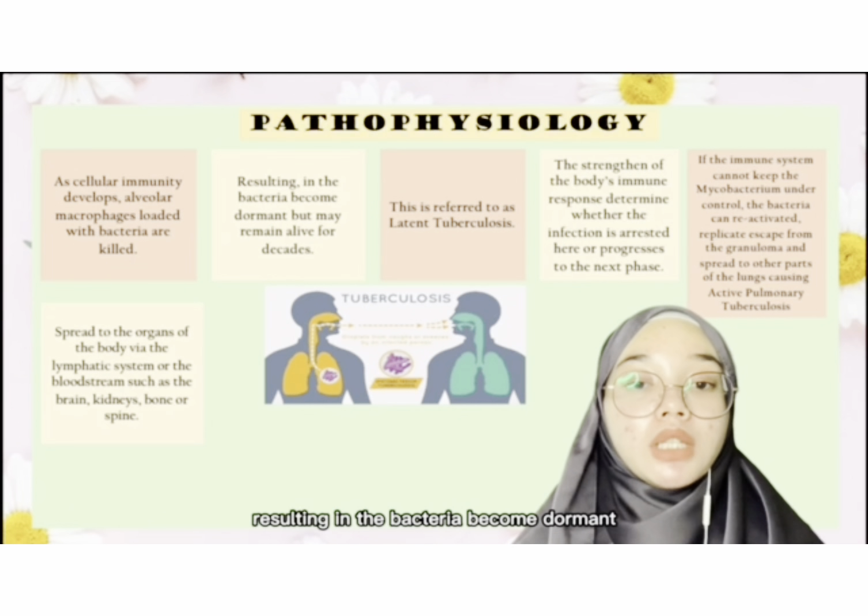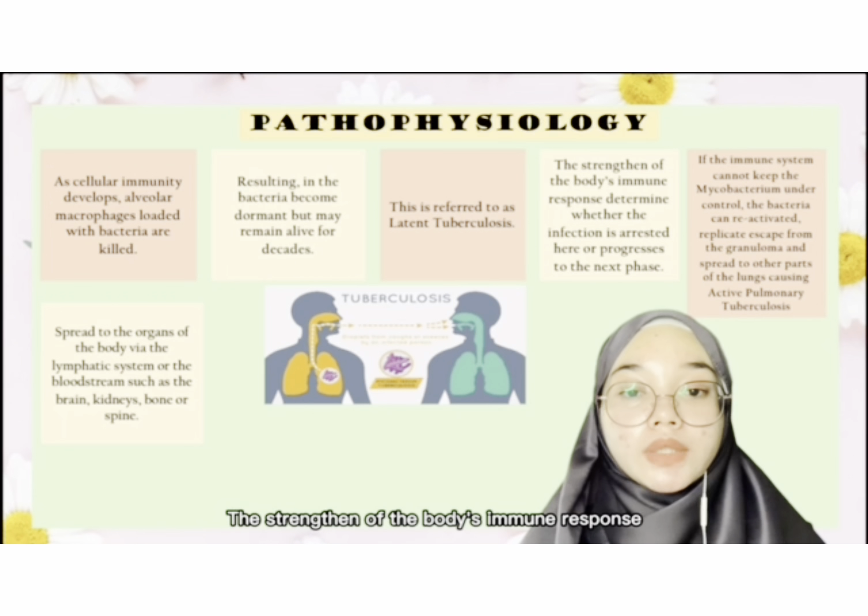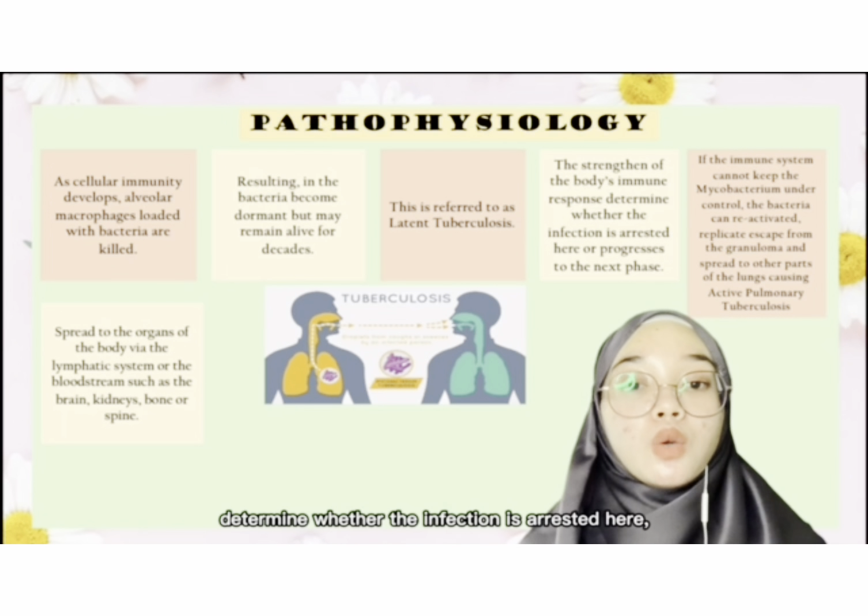Latent tuberculosis may persist throughout a person's life without causing any symptoms. The strength of the body's immune response determines whether the infection is arrested here or progresses to the next phase. In healthy people, the infection may be stopped permanently at this point, but if the immune system cannot keep the Mycobacterium tuberculosis under control, the bacteria can reactivate, escape from the granuloma, and spread to other parts of the lung, causing active pulmonary tuberculosis.